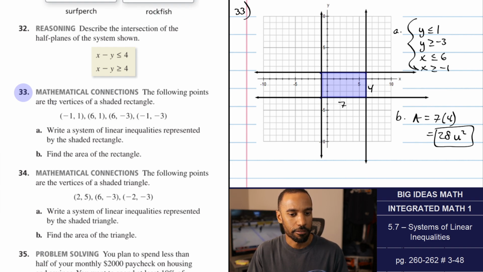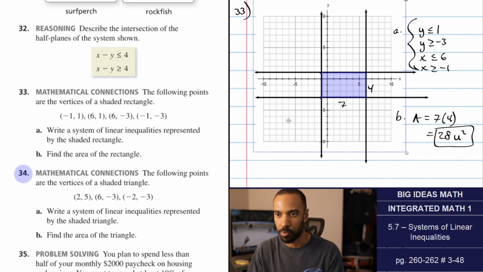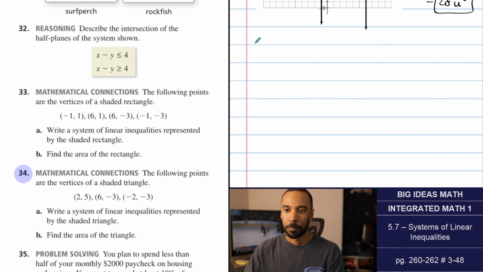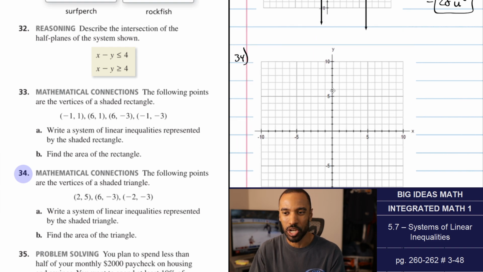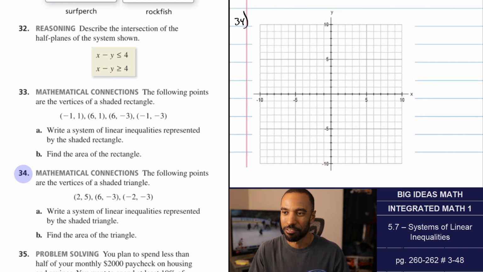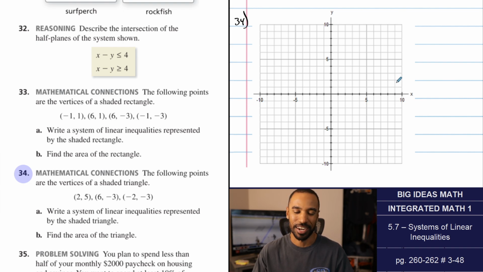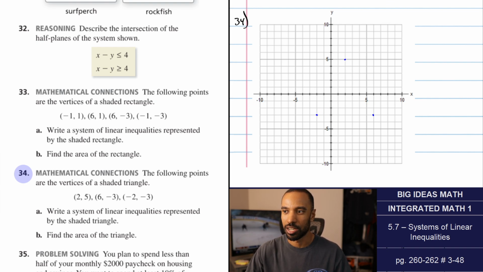Number 34, the following points are the vertices of a shaded triangle. Okay, so this is kind of like this last problem we just did. You know what I should do? I should try that shape tool. What was it? The shape recognition tool? I should try that for this. Now, that doesn't do much for me as a whole, but I want to try it now. So 2, 5, 6, -3. I want to make use of that tool. And -2, -3. That tool's probably been there forever, and I just never even saw it.